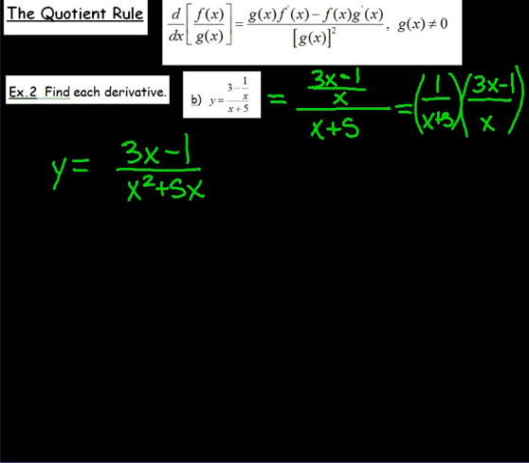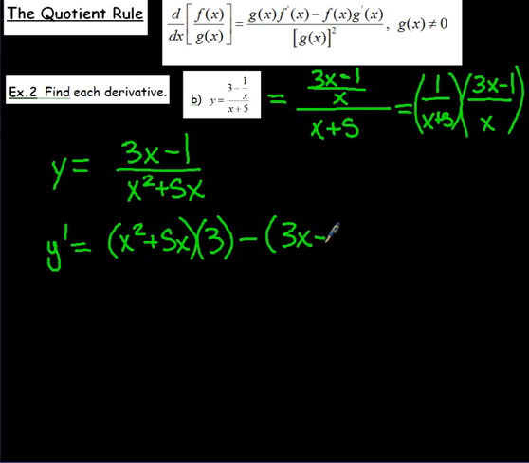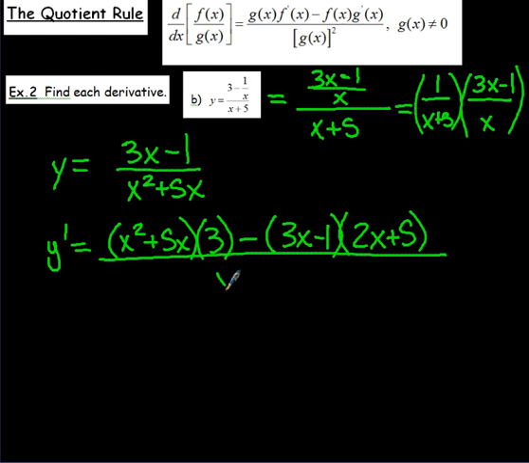So again, I'm going to start out with y prime equals, I'm going to have x squared plus 5x, my denominator, times the derivative of the numerator, which is just 3, minus the numerator, 3x minus 1, times the derivative of the denominator, which is 2x plus 5, divided by x squared plus 5x, that quantity squared.